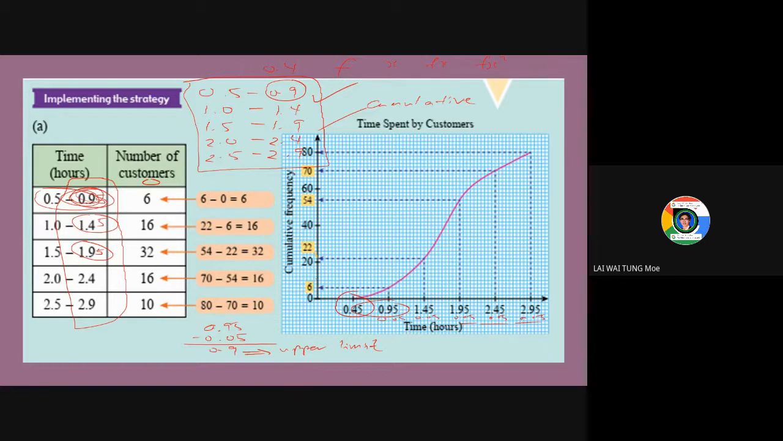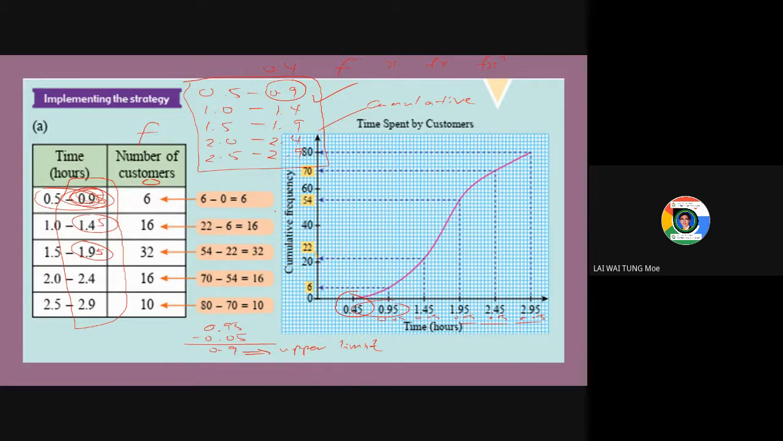So from this ogive, you need to determine your frequency, which is the number of customers. How to get that? If you remember, to get the cumulative frequency you need to add the total from the previous to the new one. So from here, you need to do the opposite, which is you need to minus.